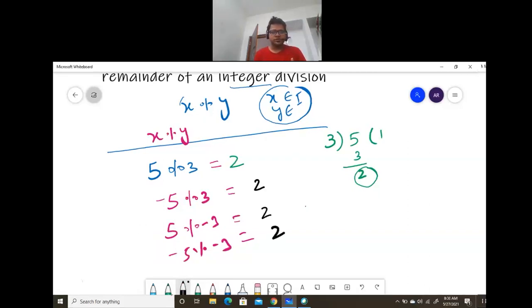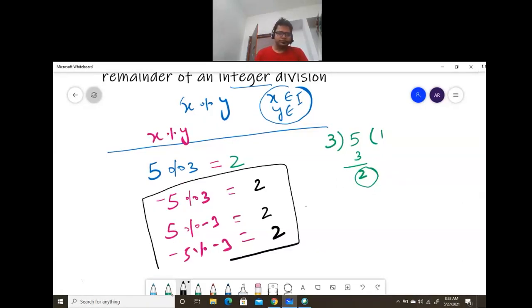This is the first case, right? Is this answer correct? No, right? So first we write 2, 2, 2, and second is the effect. What will be the effect? Effect means whether the answer is positive or negative.